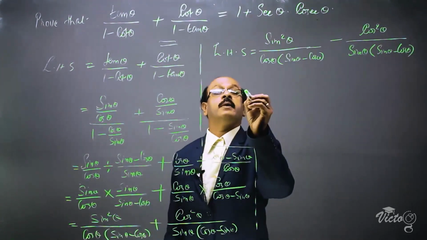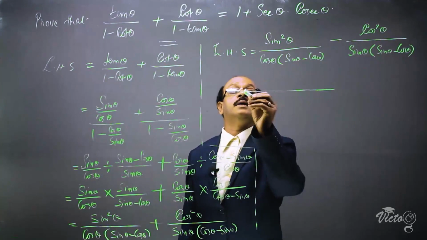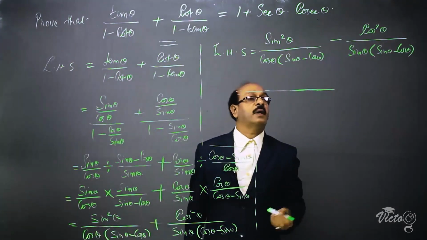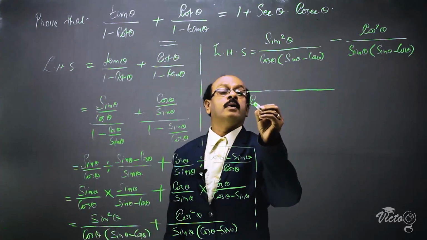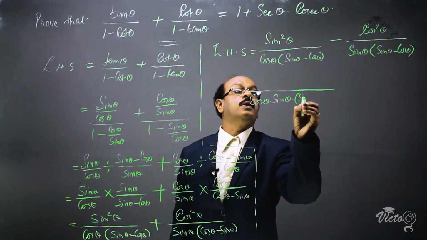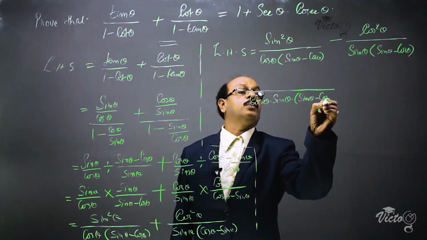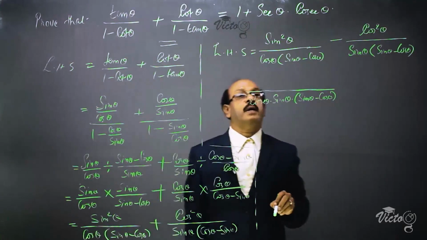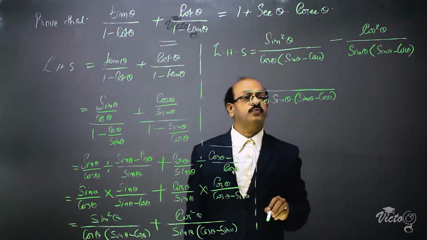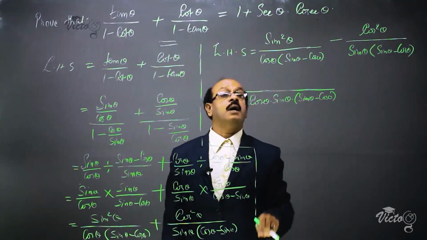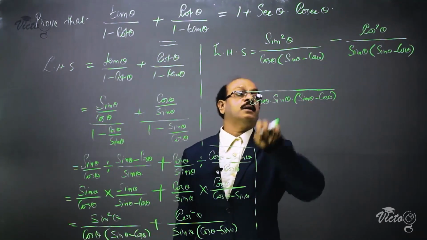What is the LCM here? The LCM here is cos theta into sin theta into (sin theta minus cos theta). This is the LCM. Now, for writing the numerator, we have to check the denominators of the fractions. Here it is cos theta into (sin theta minus cos theta), and here also cos theta into (sin theta minus cos theta).